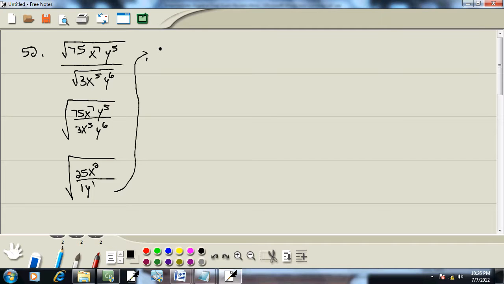Well, no more simplifying to be done, so I'll split it back apart, put a square root around the top, and a square root around the bottom. Now up on top, 25 is 5 times 5, and x squared is x times x. And that's the square root of y. Remember the square root, we're looking for a pair of somethings. Here's a pair of 5s, here's a pair of x's. So they'll come out as a 5x.